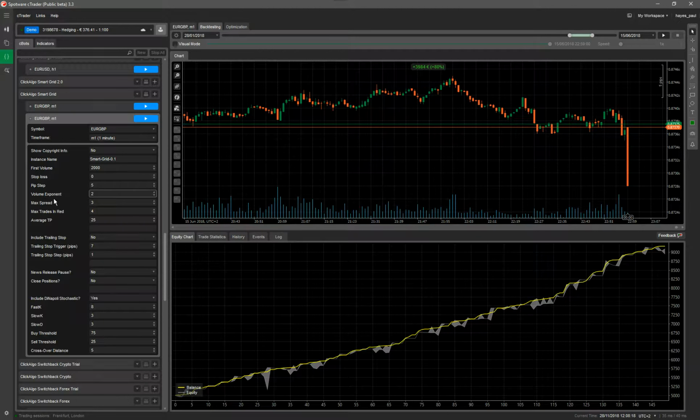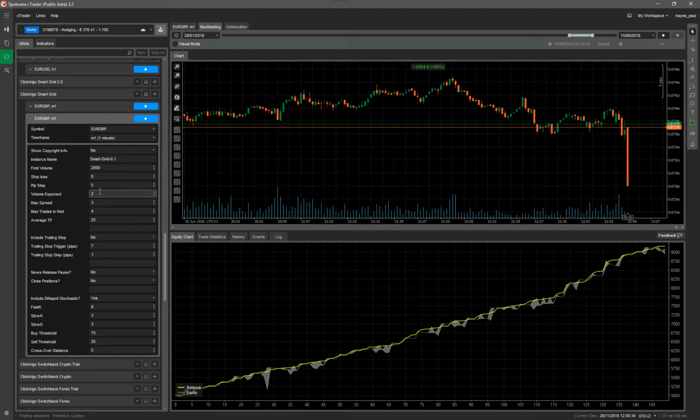So the idea with this parameter, the higher the value, the higher your profits. But it doesn't mean that your risk will be lower. It also increases the risk. It means you'll have a higher position size, and if that position loses, you've got a higher potential of losing.